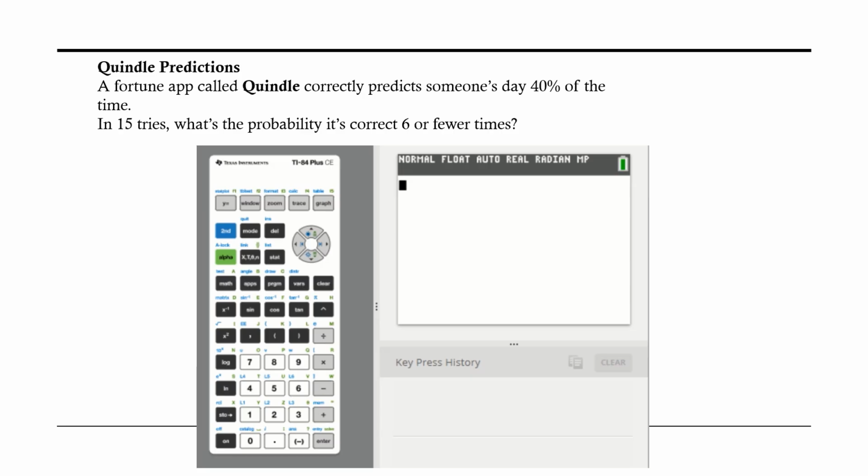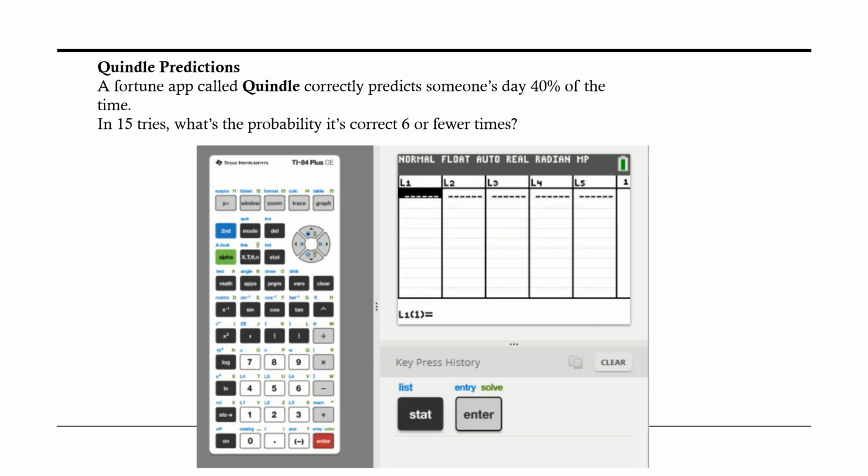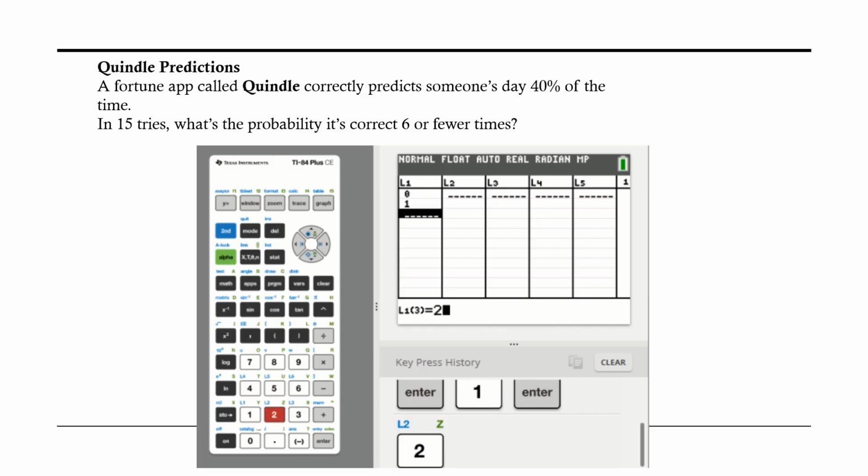So here's an example that has 15 trials, and then what we're going to do is go to our list menu, Stat Edit, and this says that 6 or fewer times. So that means that I have to count up to 6, starting with 0. So 0, 1, 2, 3, 4, 5, 6. So this makes sense, 6 or fewer times. Don't forget the 0.